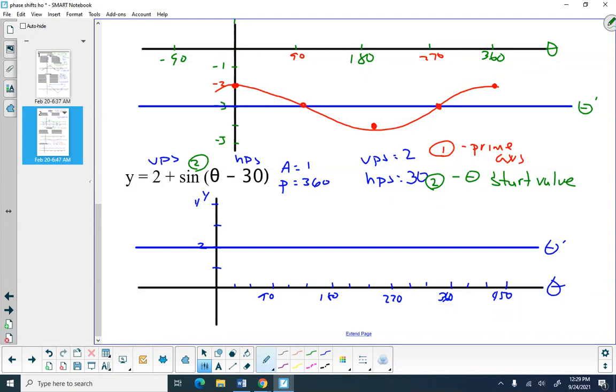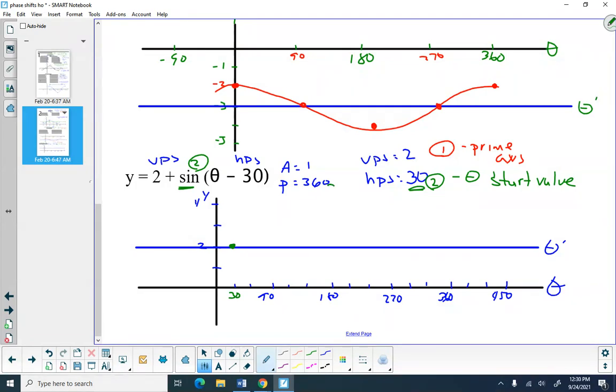So we look at our trig function. That will tell us, do we start at peaks and valleys or prime axis? We then look at our theta start value. That will tell us what degree of theta we will start with. So at 30 degrees, because this is our theta start value, sine tells us to start on the prime axis. So at 30 degrees, I will be on the prime axis.